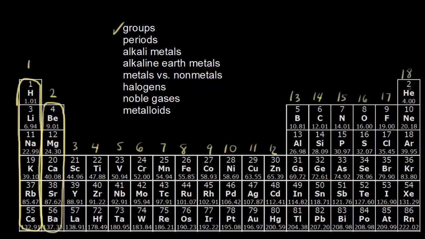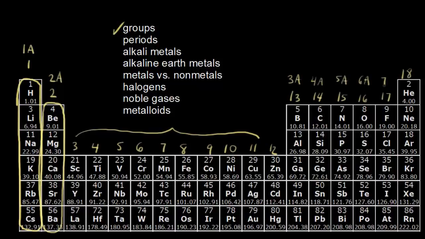There is another way to number your groups, and that would be to say that group 1 is group 1A, group 2 is group 2A. And then kind of ignoring groups 3 through 12, continue on with your numbering system. So 1A, 2A, that would make this group 3A, group 4A, group 5A, group 6A, 7A, and finally 8A. The second way of numbering your groups is useful when you're thinking about valence electrons.